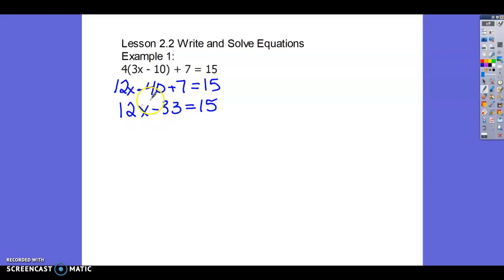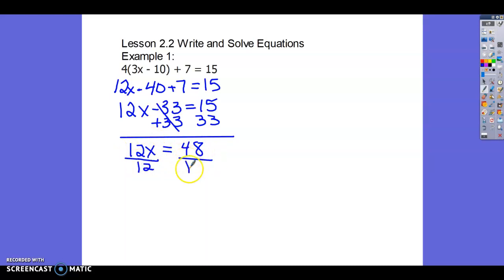All right, now we're trying to solve for x, so we're trying to get everything else on the other side. So we're going to add 33 to both sides. So we're going to bring down the 12x. Equals 15 plus 33, which is 48. Trying to solve for x. To get rid of the multiplication, we will divide both sides by 12. X equals 48 divided by 12 is 4.